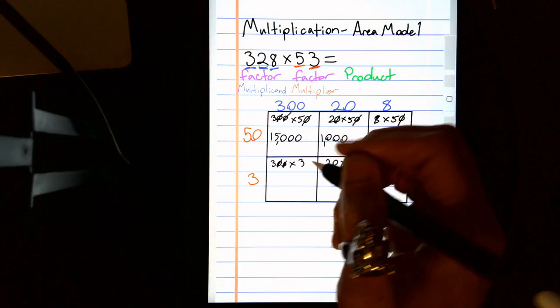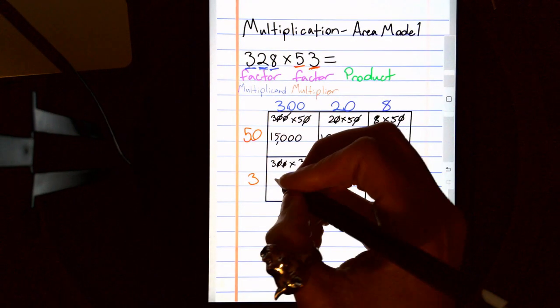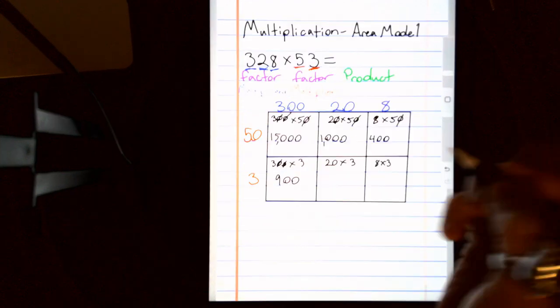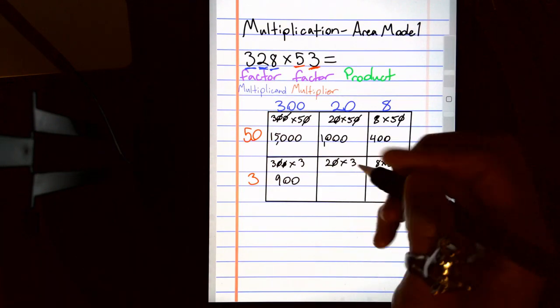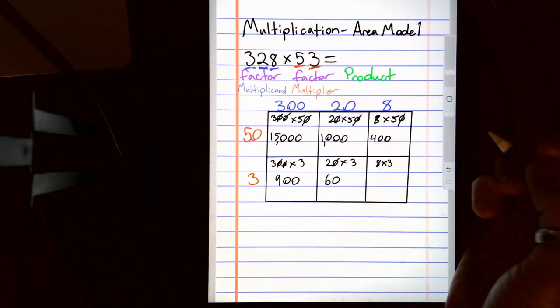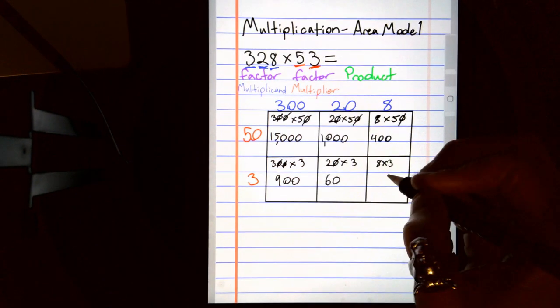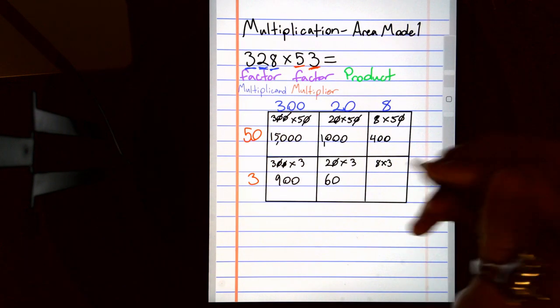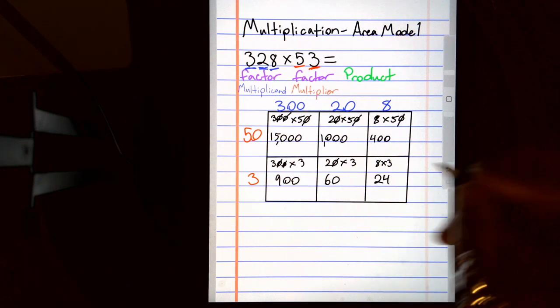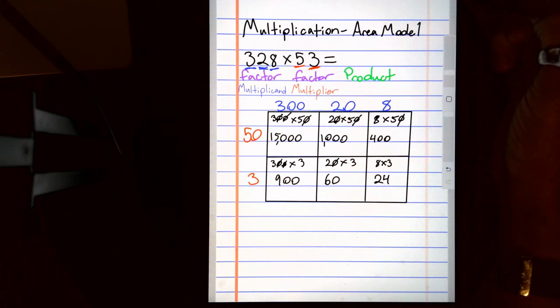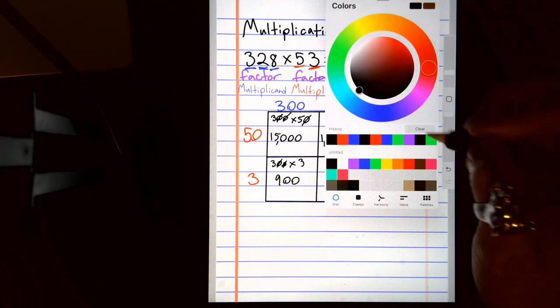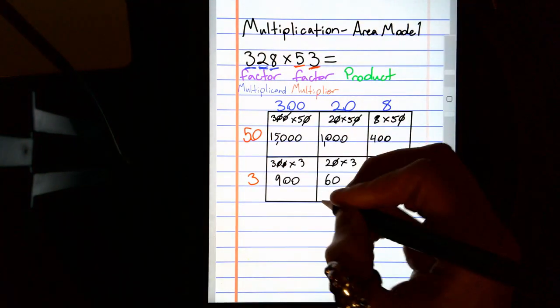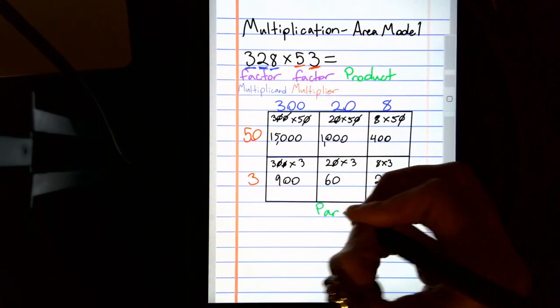Hide the zeros. 3 times 3 is 9. Bring the zeros back. Hide the 0. 2 times 3 is 6. We have 60. And then a nice simple one, 8 times 3 is 24. All of these are what we would call partial products.